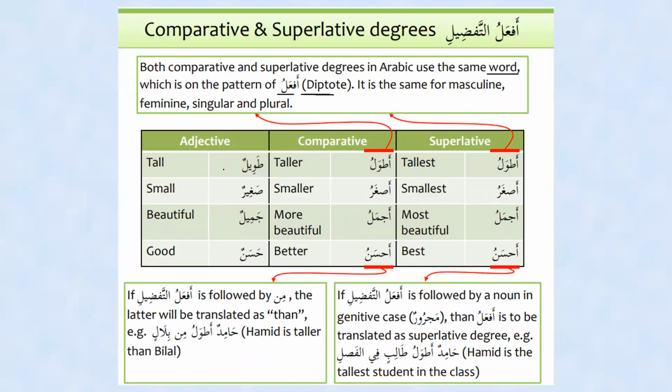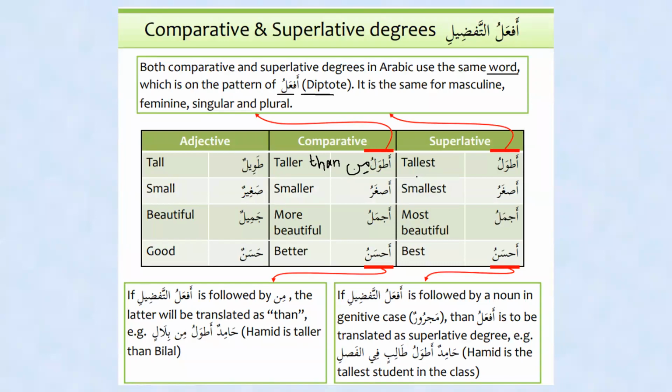So when you look at the adjective, for example, tall, in Arabic it's tawilun, and for tall, the comparative degree will be atwalu, and the superlative will also be atwalu. Small: in English we say smaller than, taller than, THAN. So what will we use in Arabic that will be equal to than? We will use min. So min equals than. So in English we say taller than, and in Arabic we say atwalu min.